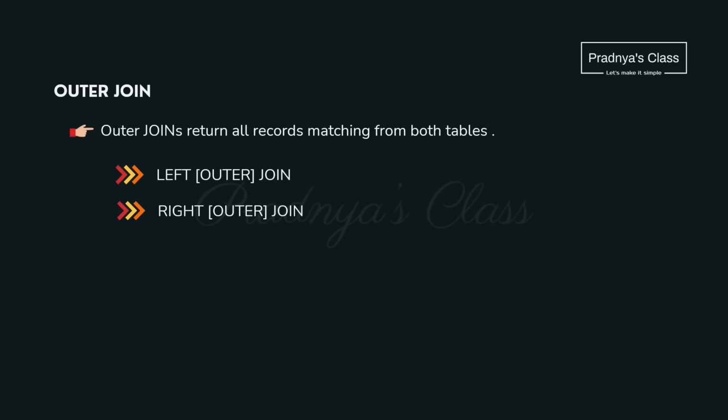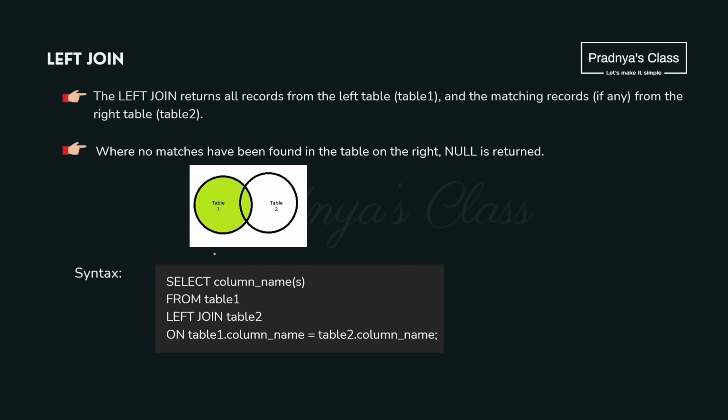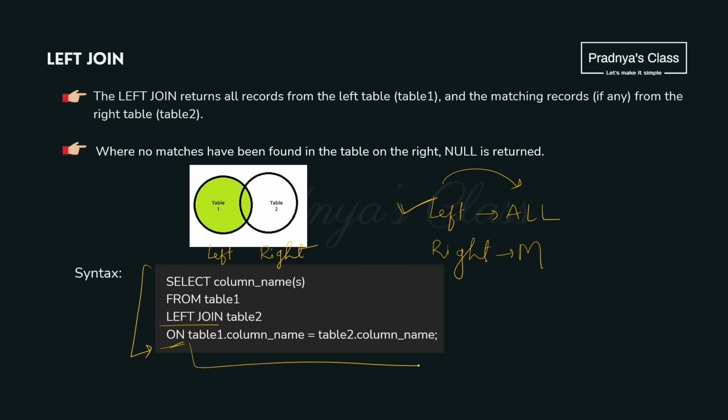Now let's check out what the outer join will retrieve. There are two types, left outer join and right outer join. To understand this, let's consider this is the left table and here is the right table. In case of left join, all the records will be considered from the left table and only matching records will be considered from the right table. That's why the name is left, because it will take all the records. This is the way you will write: select column names from table 1 left join table 2 on, and here is the common column.